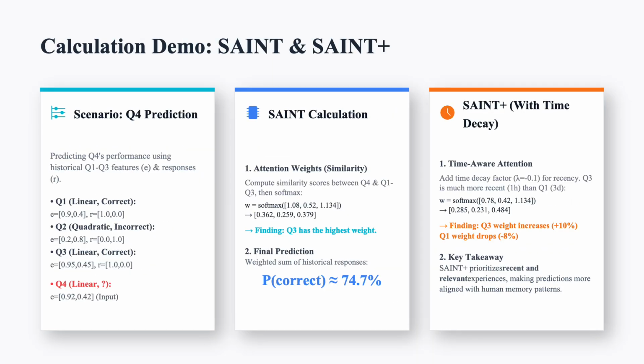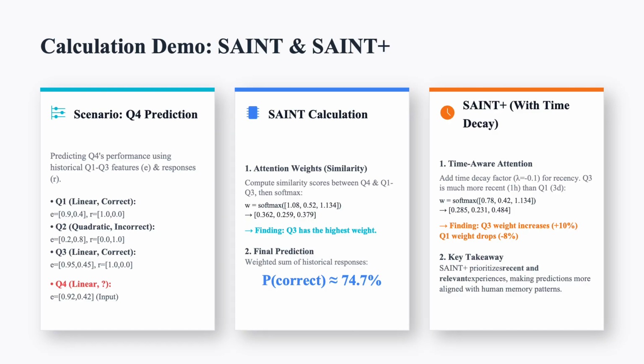Let's walk through a concrete example. For Saint, we calculate attention weights by comparing the current question to all past questions based on their features. The most similar question gets the highest weight. Using these weights, the model predicts a 74.7% chance of success. Now, let's add time with Saint Plus.